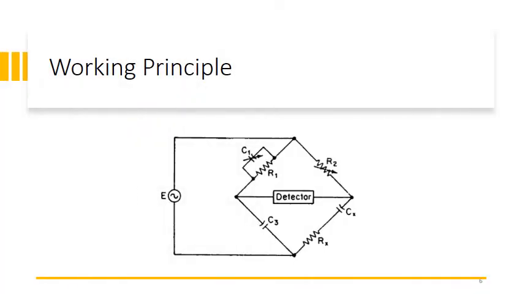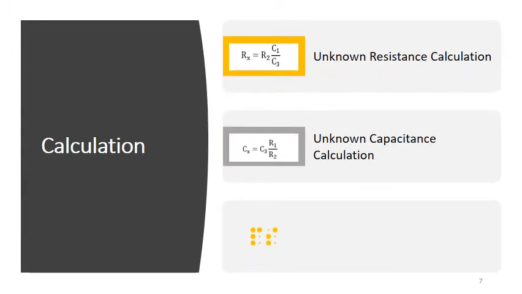The construction of the bridge is very simple. The bridge has 4 arms, one AC supply source and the balance detector, which is our ammeter, available on the NI Elvis board. It works on the principle that the balanced ratio of the impedances will give the balance condition to the circuit, which is determined by the null detector. These are 2 formulas in order to calculate the unknown resistance and unknown capacitance.